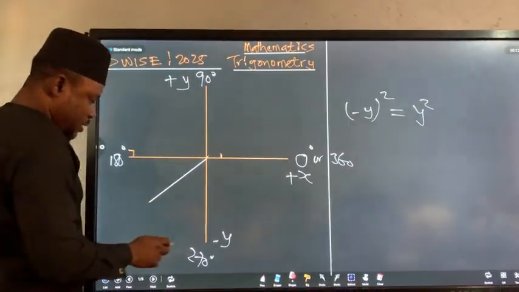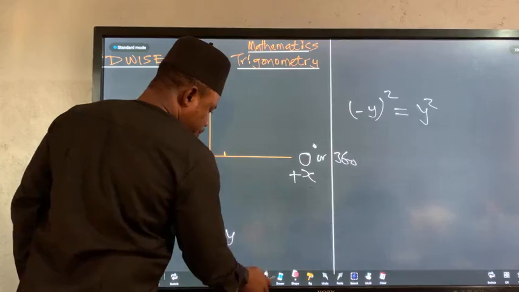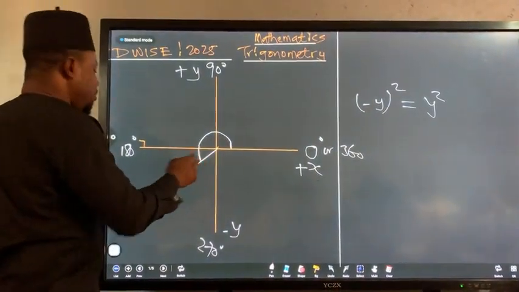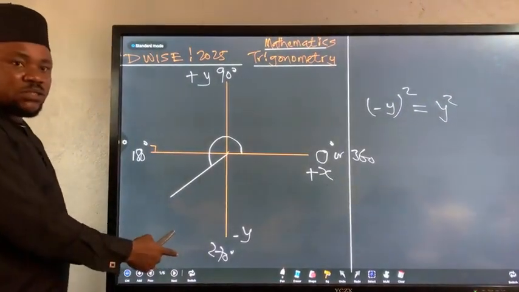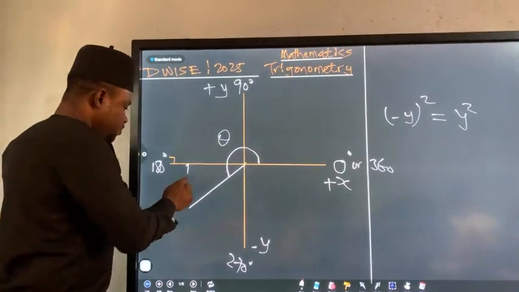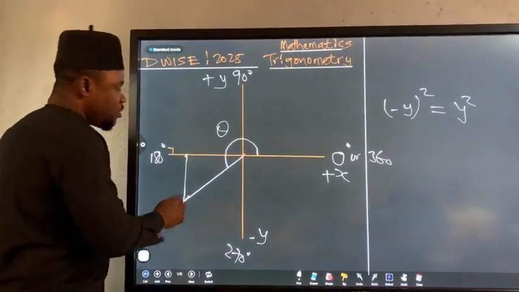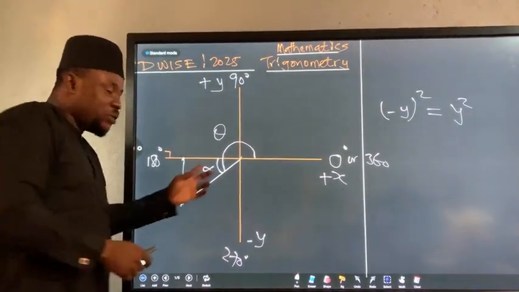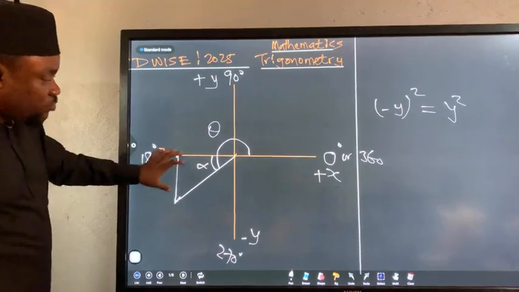It's traveled to this plane, meaning that I have passed this 180 and now between 180 and what? This is my theta, right? And what is here now is my alpha. Alpha is always inside the triangle. Do you understand what I'm saying?